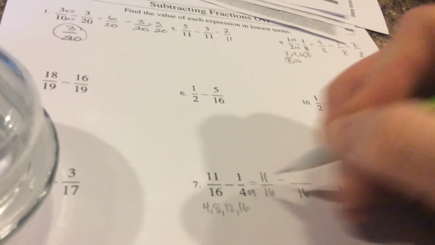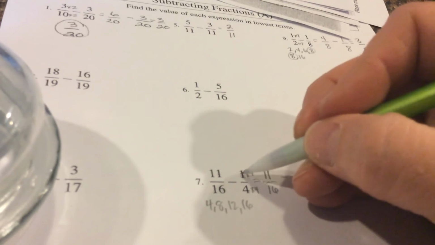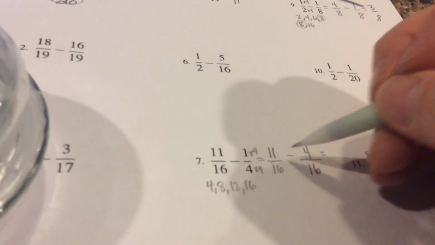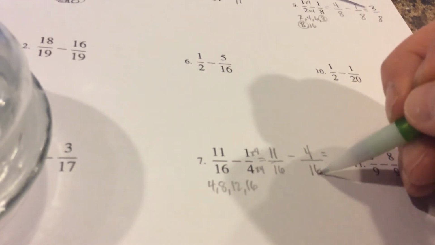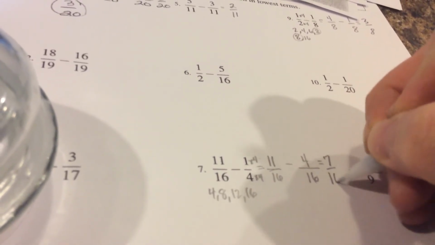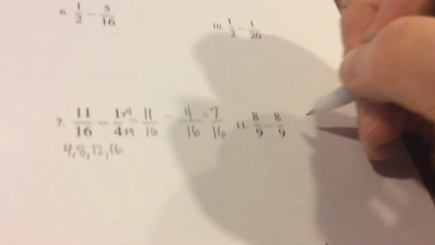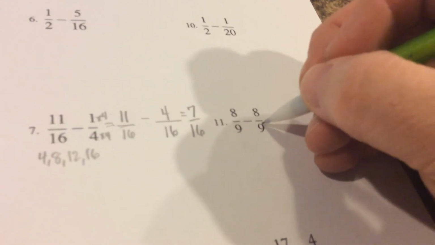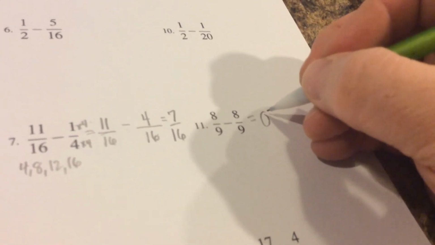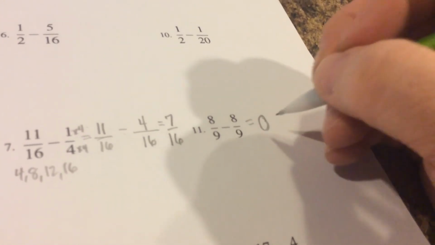So we're finding an equivalent fraction of 1/4 in sixteenths. 4 times 4 gives us our 16. What we do to the bottom, we have to do to the top. 1 times 4 is 4. Now we can subtract. 11/16 minus 4/16 is 7/16. Now let's look at number 11. 8/9 minus 8/9 equals 0. If you subtract 8/9 from 8/9, you are left with nothing. You have 0.